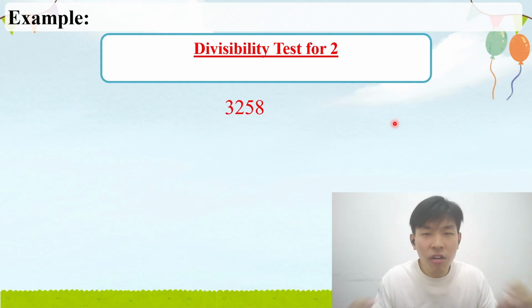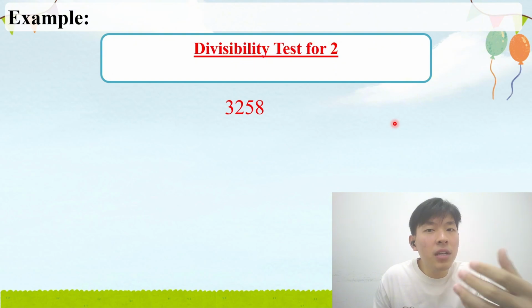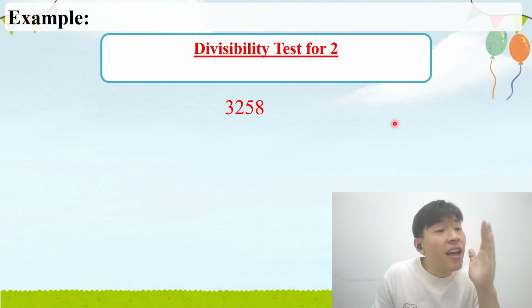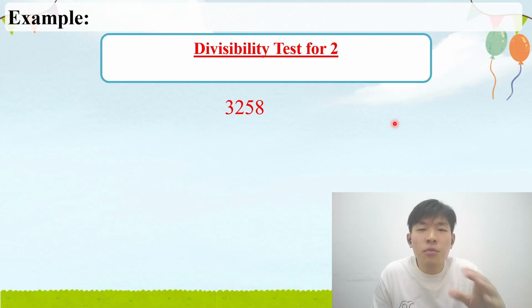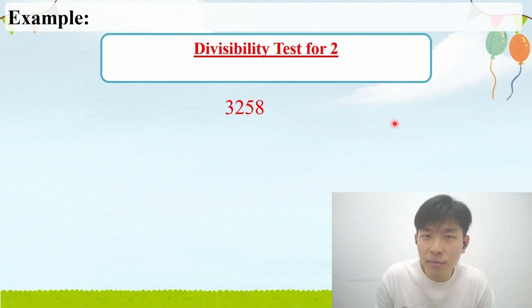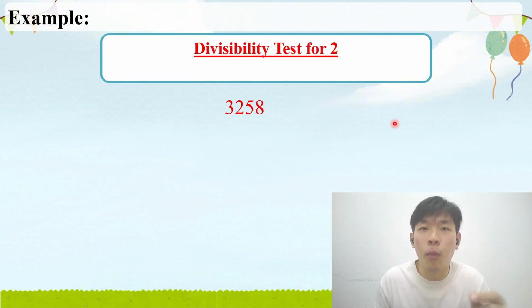So this is correct. We determine a number is even or odd by looking at the ones place. But why do we do this? Why is it looking at the ones place? Then we know that it is an even number and it is divisible by 2. So here we are going to look at why.